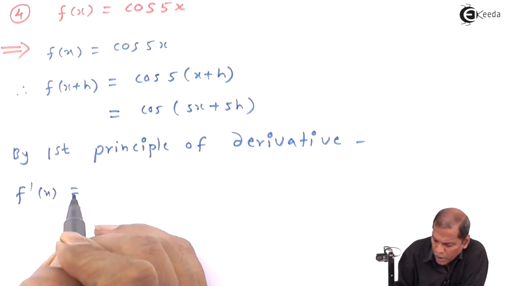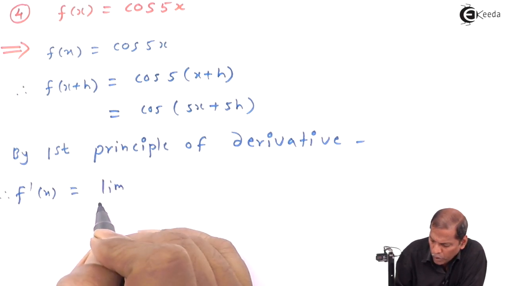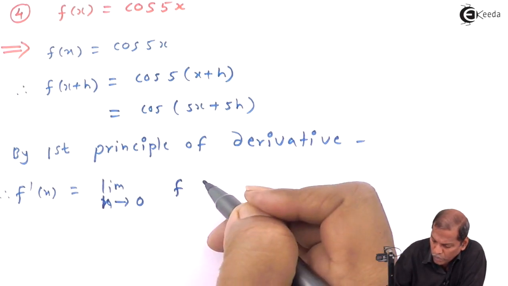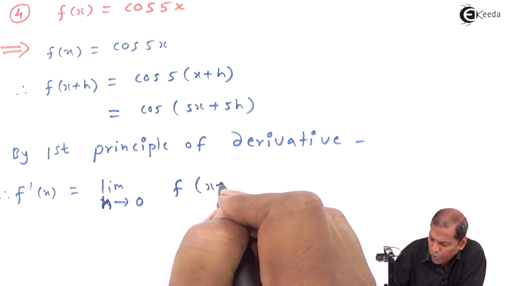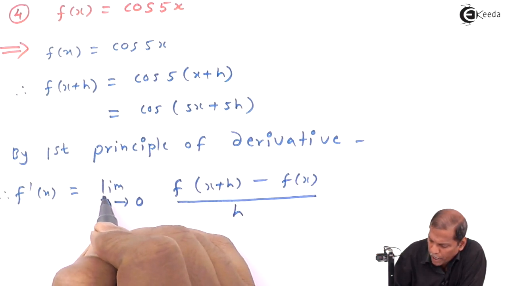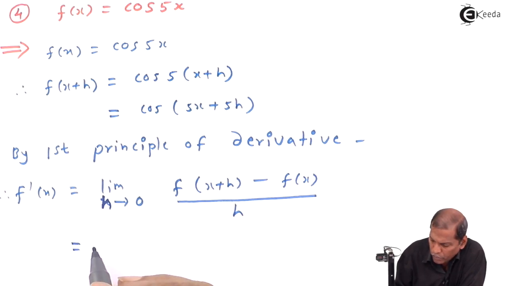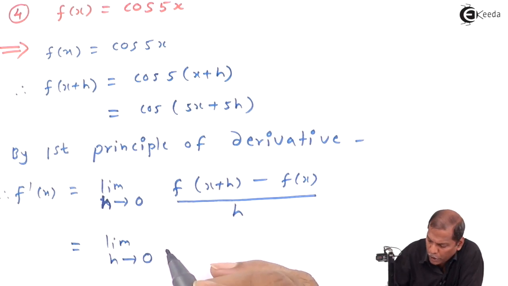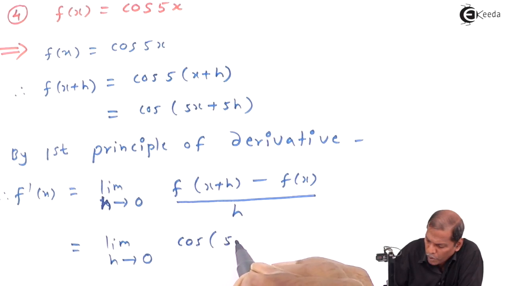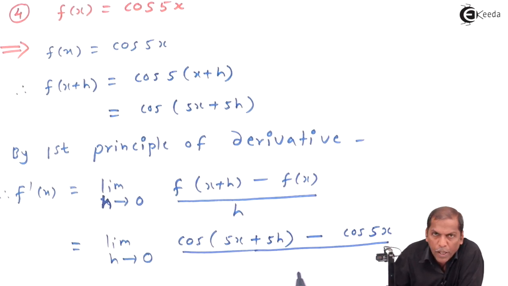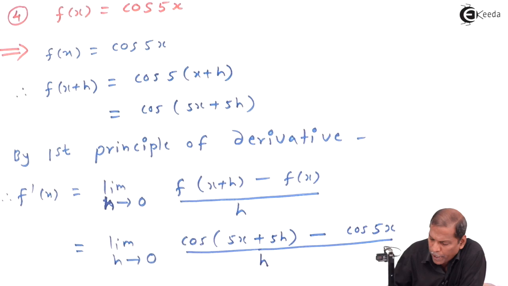f dash x is equal to limit h tends to 0, f of x plus h minus f(x), whole thing divided by h. That is equal to limit h tends to 0. For f of x plus h, we substitute cos in bracket 5x plus 5h, minus, for f(x) we substitute cos of 5x, and then whole thing divided by h.